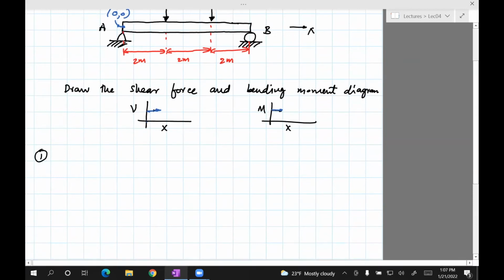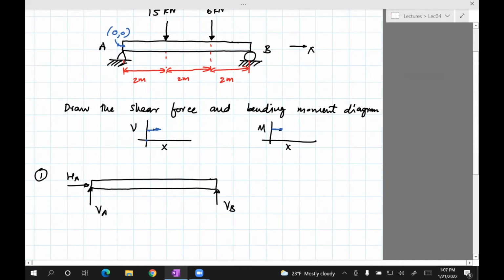So step number one, I'm going to draw a free body diagram. We replace the effect of the pin joint at A with two forces, one in the vertical direction, one in the horizontal direction. So VA, HA. And on B, we have only a vertical force because it's a roller joint. And now we can draw the other forces, 15 kN and 6 kN.